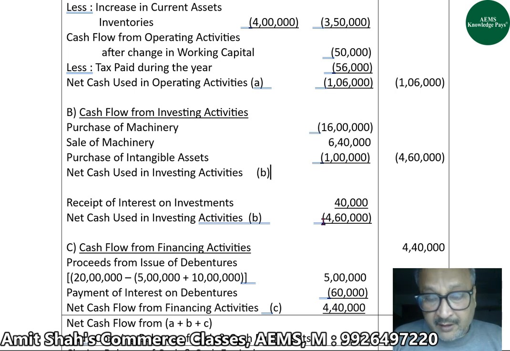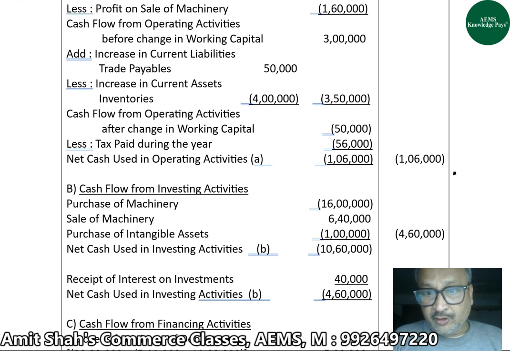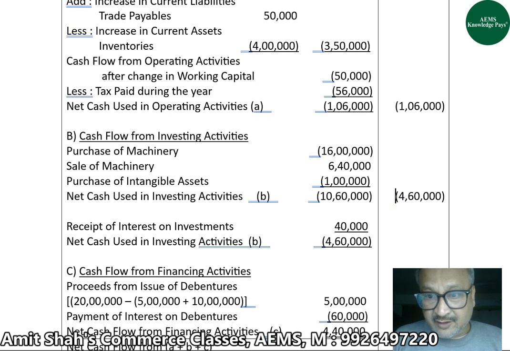With this, now we have got net cash used in investing activities, marked as small b, and its amount is 10,60,000. So in the outer column also we will write 10,60,000.